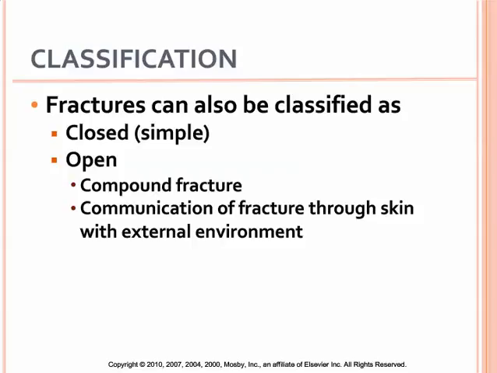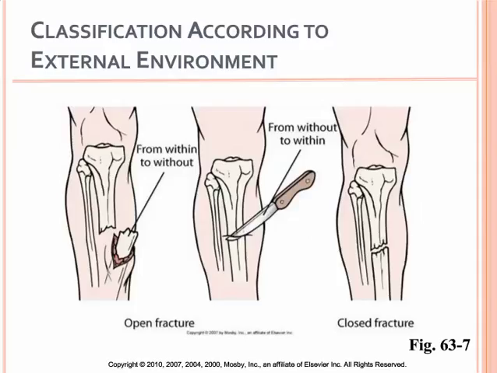Fractures can also be classified as closed or open. An open fracture is a compound fracture with communication of the bone through the skin. It can be from inside or outside. So from inside, the bone sticks through the skin, and from outside, this stab wound demonstrates how the bone would be punctured and fractured. And then a closed fracture is inside the skin.